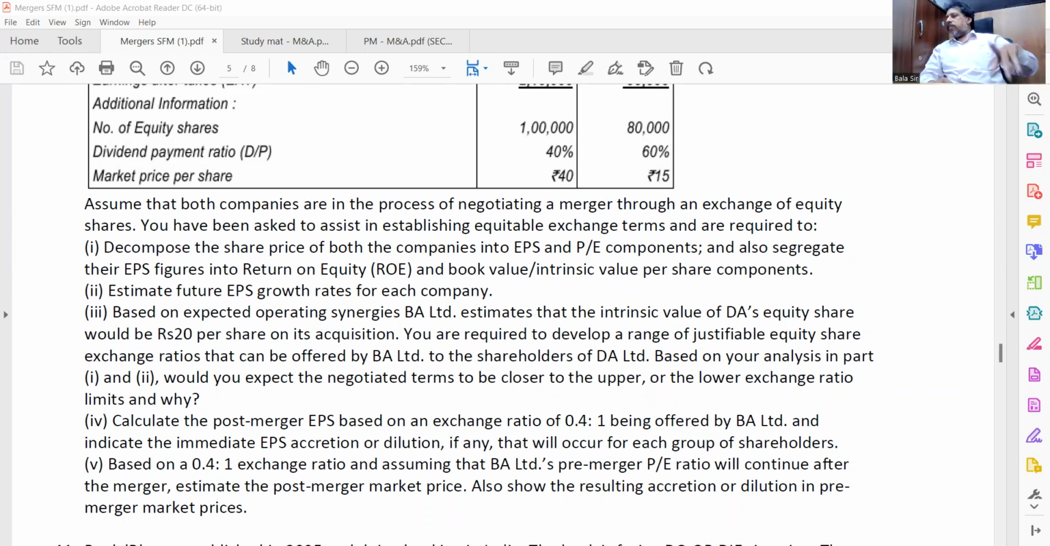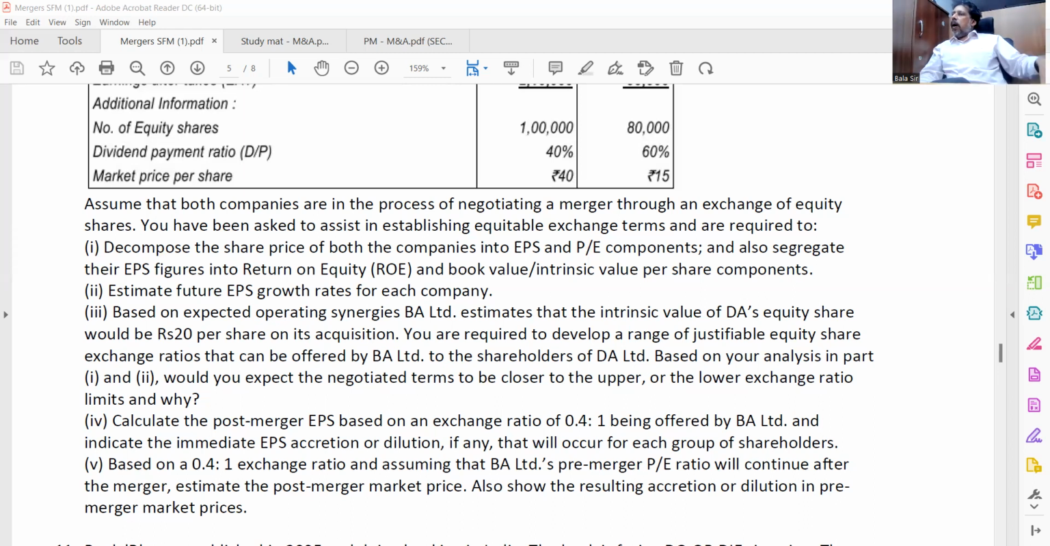So let's go through subdivision 4. Calculate the post-merger EPS based on an exchange ratio of 0.4:1 being offered by BA Limited, and indicate the immediate EPS accretion or dilution, if any, that will occur for each group of shareholders. So basically, I've been asked to calculate the post-merger profit or earnings per share, post-acquisition, after I buy your entity. I'm going to offer 0.4 shares in my company for every 1 share you guys are holding in your company.